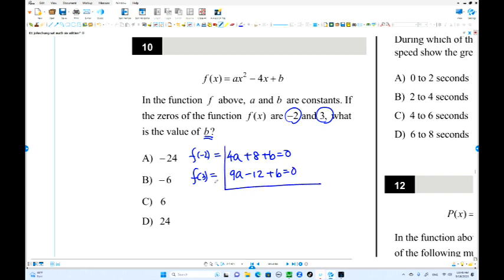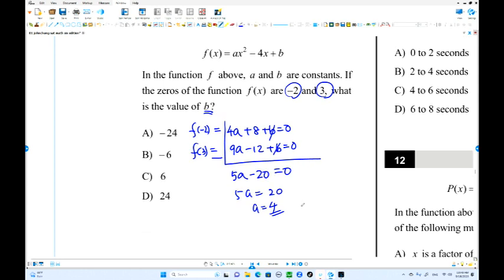Now subtract to find the value of a first. 9a minus, I'm going to take 4a from the bottom, okay? So 9a minus 4a equals 5a. Negative 12 minus 8 is what? Negative 20. This equals 0. So 5a equals 20. So a equals 4, right?